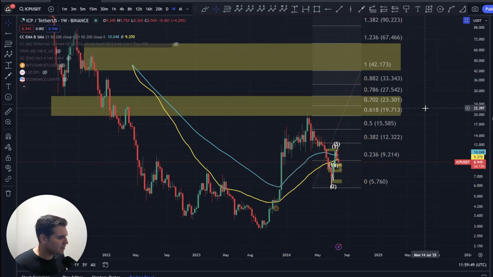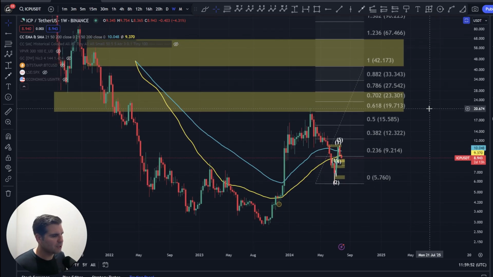Obviously not necessarily the best in the space, but still pretty lucrative if you are looking at ICP as a speculative investment choice. But of course, I am no financial advisor. I cannot give you financial advice. All I can do is share my thoughts and opinions and the data in the charts as I personally see it.